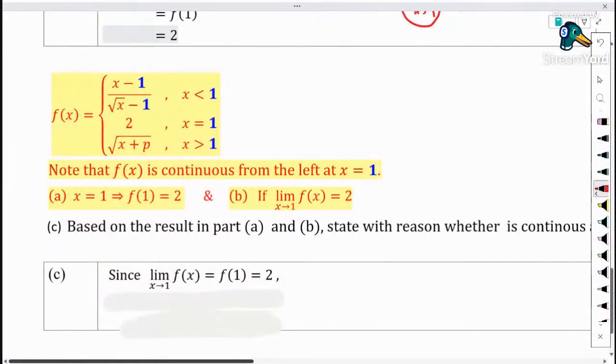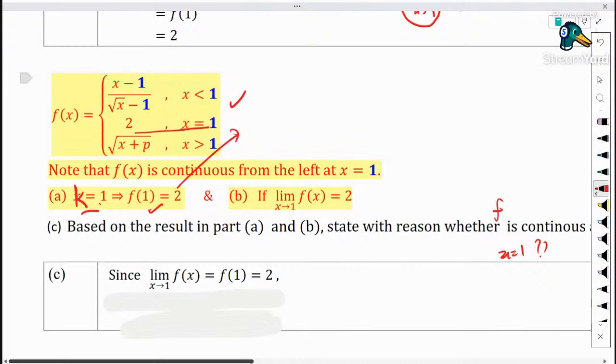Part C. Based on the results from A and B, state whether f is continuous. Is the function f continuous at x equals 1 or not? How we determine the answer: the result we found in part A is that k equals 1. We find that k equals 1, and if k equals 1, this is the result we have in the function. We find that f(1) equals 2.